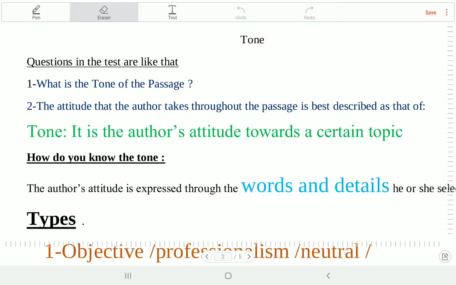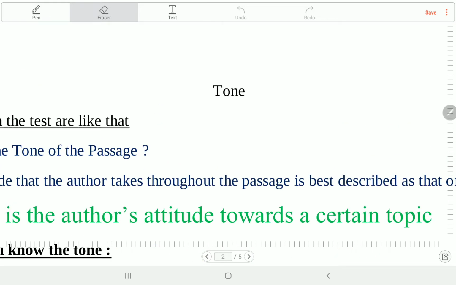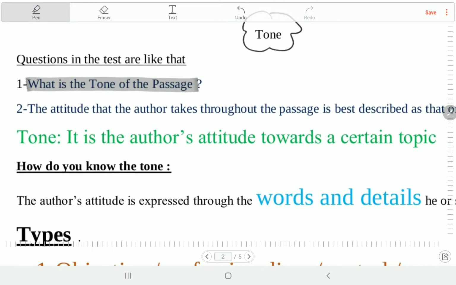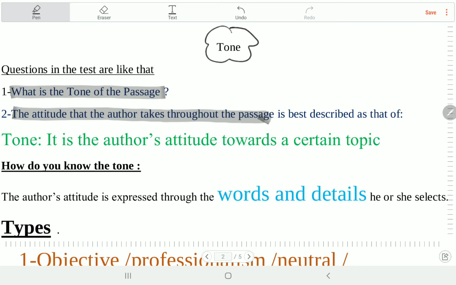Today I'll explain how to answer a common question in the SAT, ACT and EST, which is the question asking about the tone of the passage in the reading section. The questions in the test are like that. 1. What is the tone of the passage? Or the attitude that the author takes throughout the passage is best described as that of.